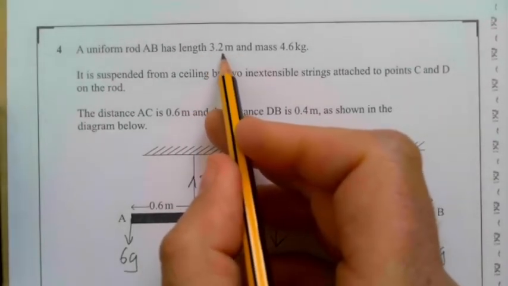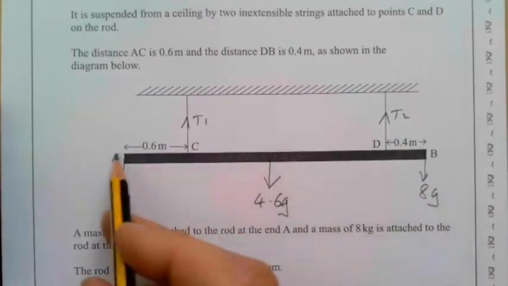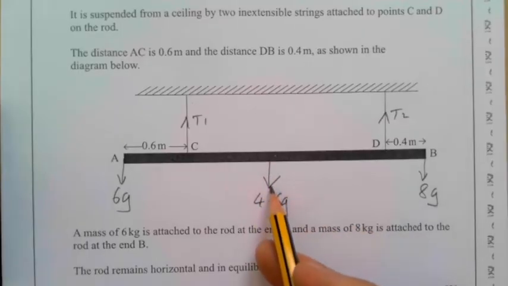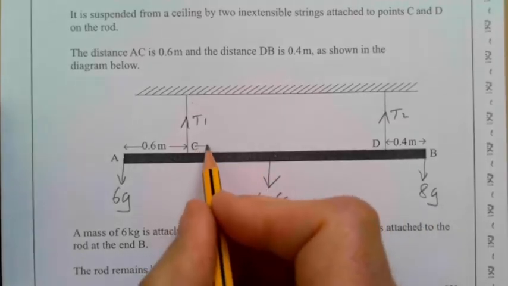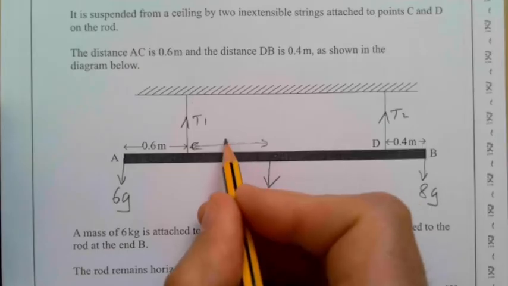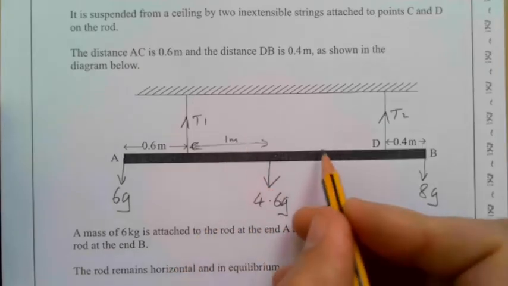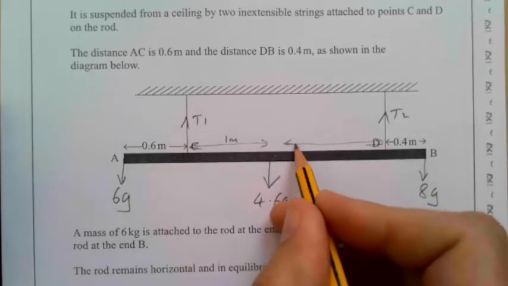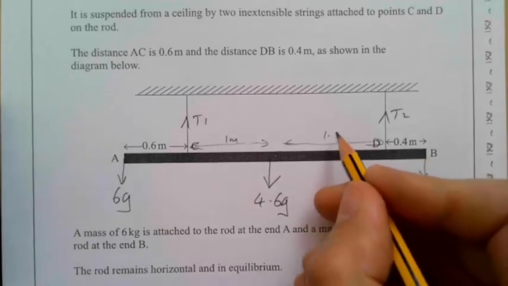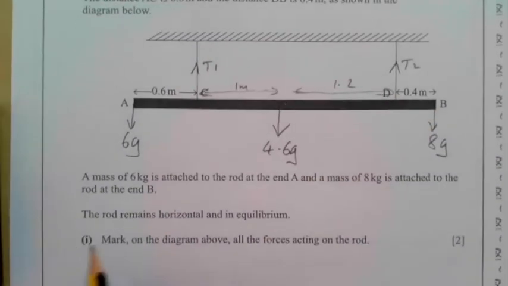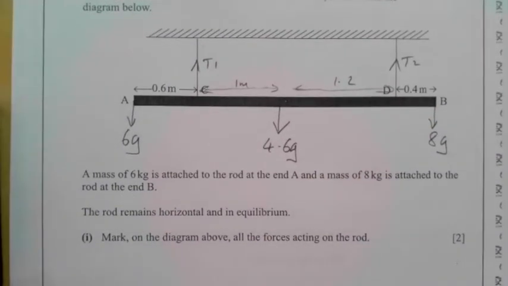I'm going to fill in some distances here as well. It's 3.2 meters long. That means halfway is going to be 1.6, because remember this acts through the middle. That might be of use to us at some stage. And this distance here, because if that's 1.6 as well, then that's going to be 1.2. That's not part of part 1, but it's just going to be useful for the next wee bit.